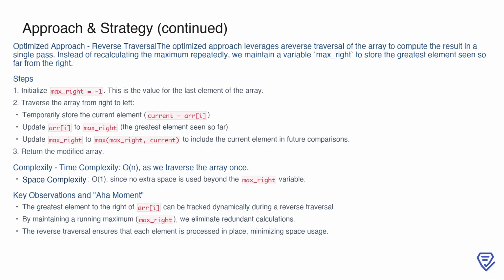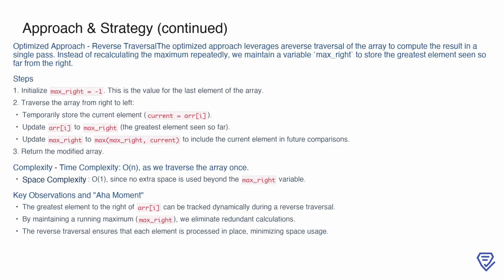For each element, we temporarily store its current value, replace it with max_right, and then update max_right to the maximum of its current value and the previous max_right. This ensures that max_right is always the largest element encountered so far during the traversal.